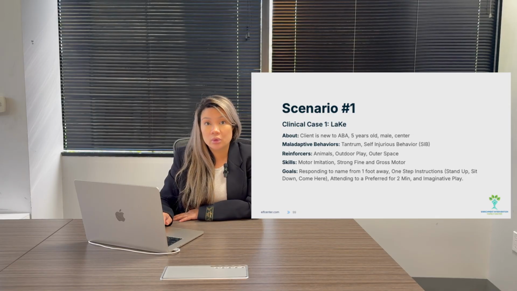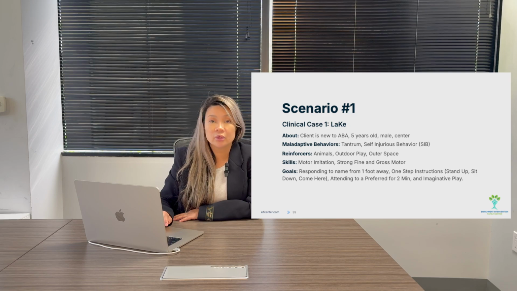The skill repertoire that Lake has strengths in are motor imitation, strong fine and gross motor. And the verbal operants or skills we're teaching Lake are responding to his name, 1 foot away, 1-step instructions or listener responding, and attending to a preferred item for 2 minutes. The last one is also imaginative play.